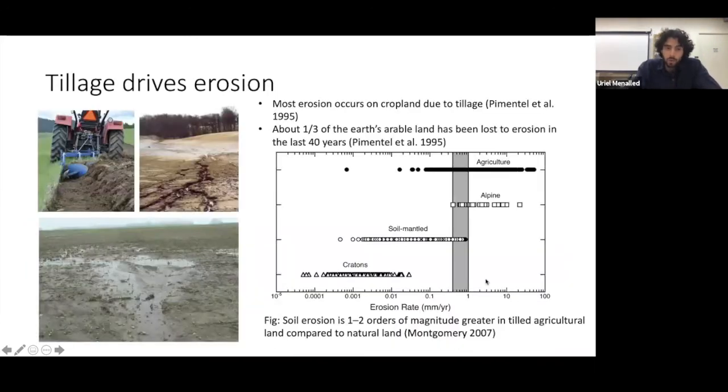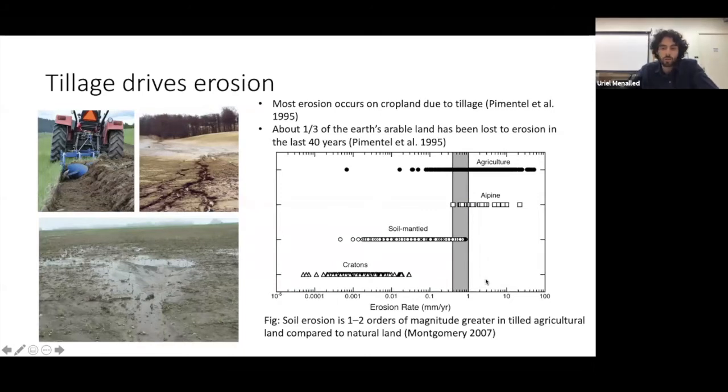On the flip side of the coin, a lot of weed management in farm systems, and especially in organic systems, is accomplished through tillage. However, overuse of tillage drives erosion. In fact, most erosion occurs on croplands and is due to tillage. And erosion is quite problematic to the sustainability of agriculture, as about 1/3 of the Earth's arable land has been lost to erosion in the last 40 years.